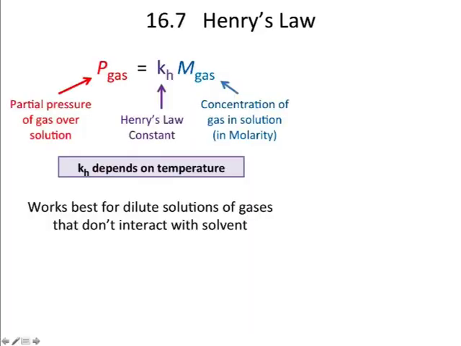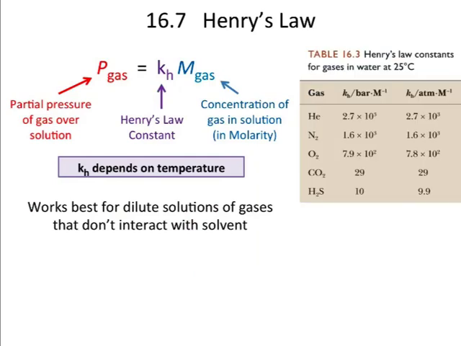The equation for dealing with Henry's law is as follows. P gas, on the left, is the partial pressure of the gas that's on top of the solution. If you have a pure gas on top of the solution, like pure oxygen over your water, then P gas is just the total pressure. This is linearly related to the molarity. On the right, M gas is the concentration of gas in the solution, in units of molarity. And then there's a constant there, the Henry's law constant. The Henry's law constant depends on temperature, which leads to the temperature-dependent solubility of gases, which we'll talk about in a few slides.